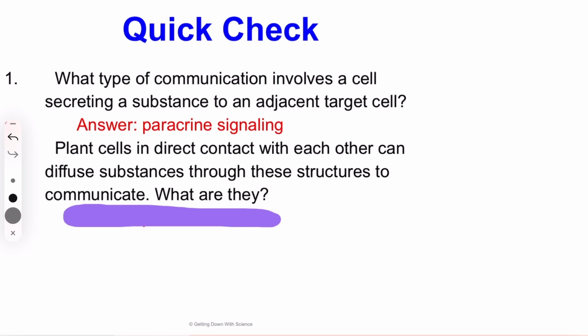The fact that it's not involving neurotransmitters, but it's just a substance, kind of can help narrow it down to paracrine signaling. Number two, plant cells in direct contact with each other can diffuse substances through these structures to communicate. What are they? So I know that this is my direct contact because it tells me direct contact. And it specifies a plant cell, so I know that it's going to be plasmodesmata.